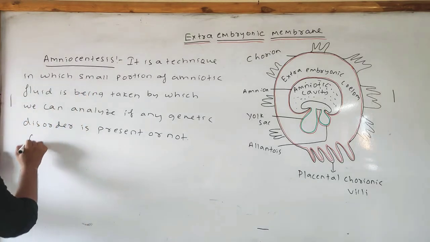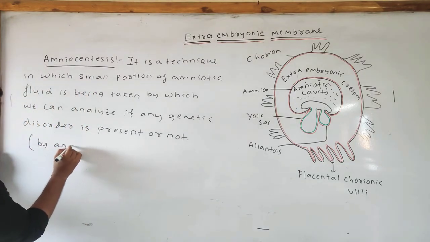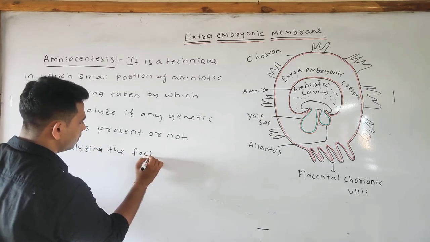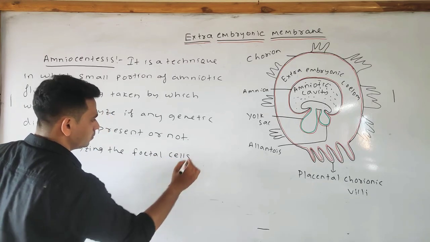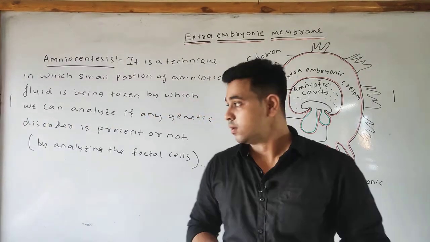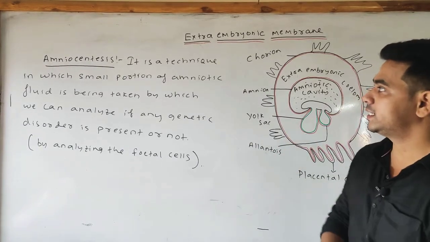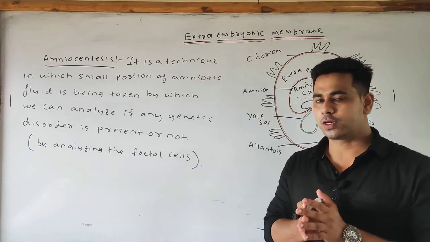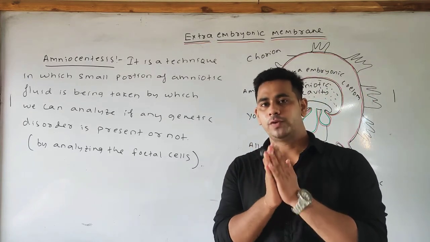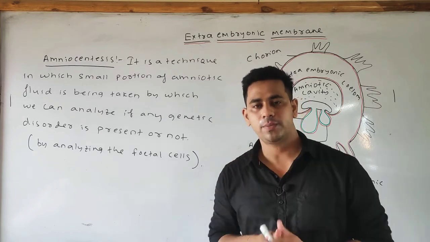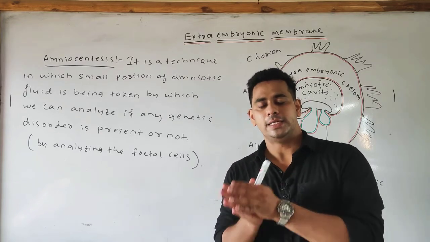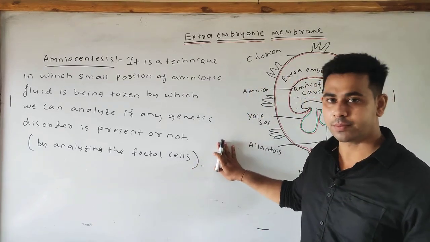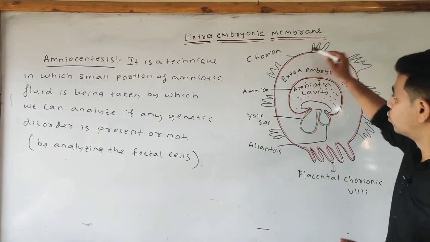In bracket I will write by analyzing the fetal cells. So amniocentesis is a technique in which a small portion of amniotic fluid is taken, and the amniotic fluid consists of the various fetal cells. Those fetal cells are analyzed so that we can determine if the developing embryo is having any genetic disorder or not. Okay, so far we have discussed two extraembryonic membranes in detail, that is your chorion and the amnion.